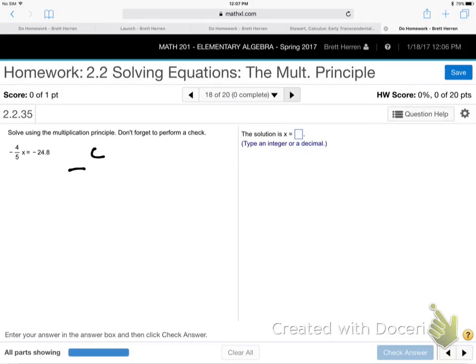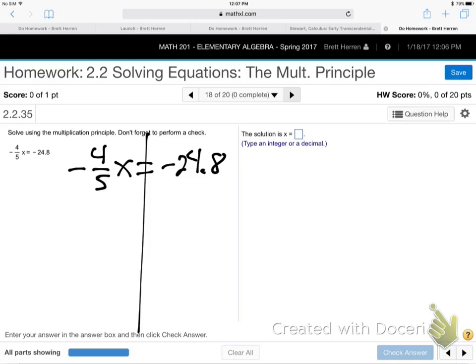So minus 4/5 x is minus 24/8. Okay, that's almost the same as the last one. So what are we going to do there? X is saying, I want to be alone. Get rid of this stuff that's with me. I'm the loner. So what are you going to do to get rid of it?